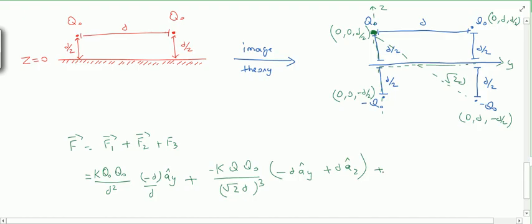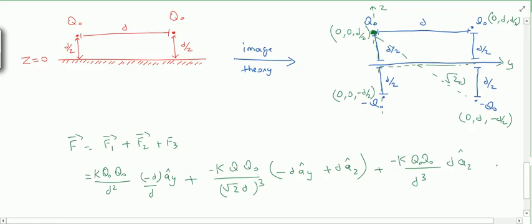Okay, another one will be due to this minus q naught divided by the distance here, which is d, so I can write d cube, and the unit vector will be d az cap.